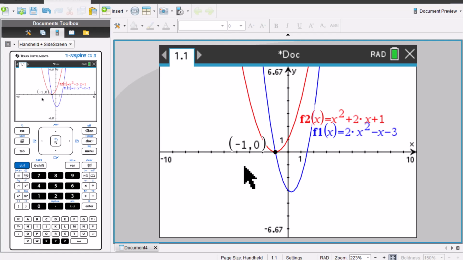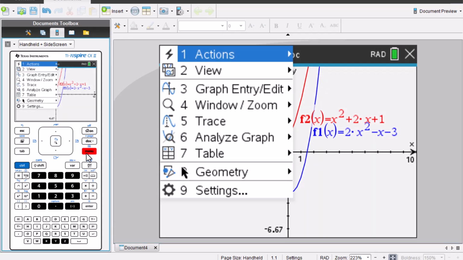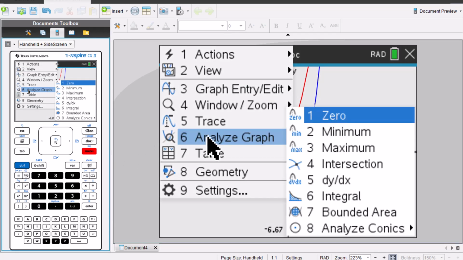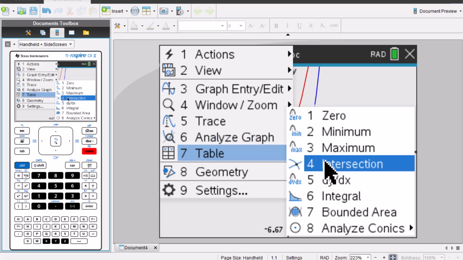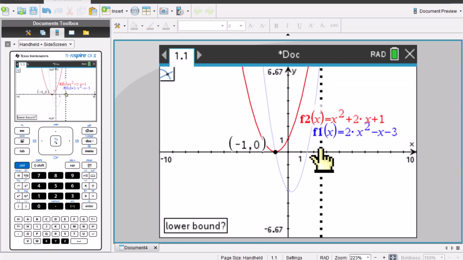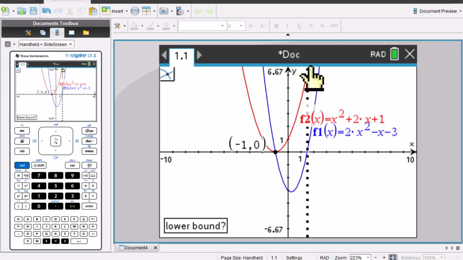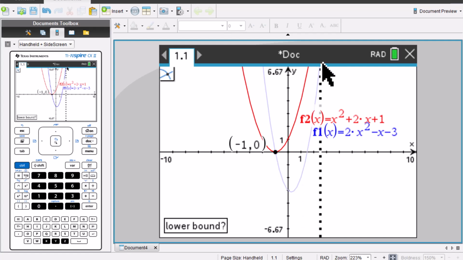so that confirms that. And I'm going to go back to menu again, same thing, analyze graph, number 6, intersection, number 4. And now I'm going to move. You could kind of see that that intersection would be somewhere up here, right? If the red one keeps going up, then it'll cross over with the blue. I'm going to just be to the left of that and press enter for lower bound.